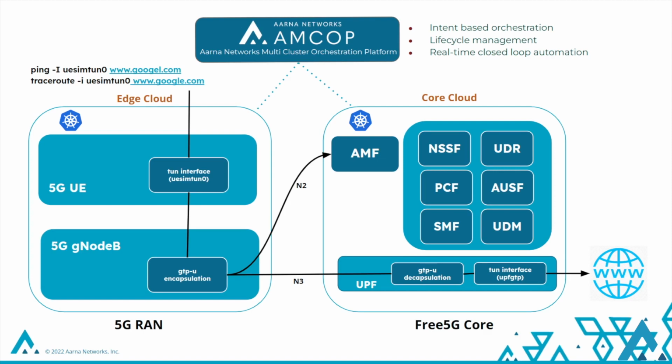Here is a high level architecture, how it looks after we orchestrate, and the end-to-end connectivity. So AMCOP does three things: intent-based orchestration, lifecycle management, and real-time closed-loop automation, which is also known as service assurance. In this architecture, we orchestrate the 5G RAN, which is UE and gNB, to an edge cluster, and the Free5GC, including UPF, to the 5G core. It will enable the connectivity from UE to UPF via the gNB, and the traffic will reach the internet via the UPF GTP tunnel. And we will see how the connectivity happens at the end of the demo.